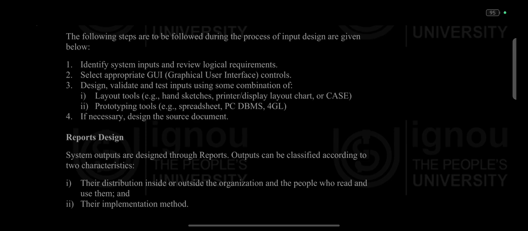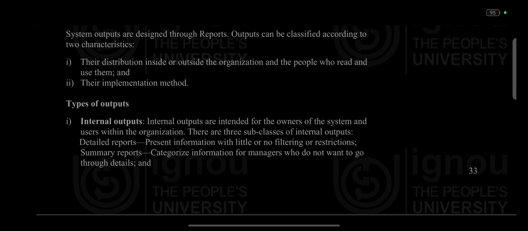Reports design. System outputs are designed through reports. Outputs can be classified according to two characteristics: their distribution inside or outside the organization, and the people who read and use them, and their implementation method. Types of outputs. Internal outputs. Internal outputs are intended for the owners of the system and users within the organization.